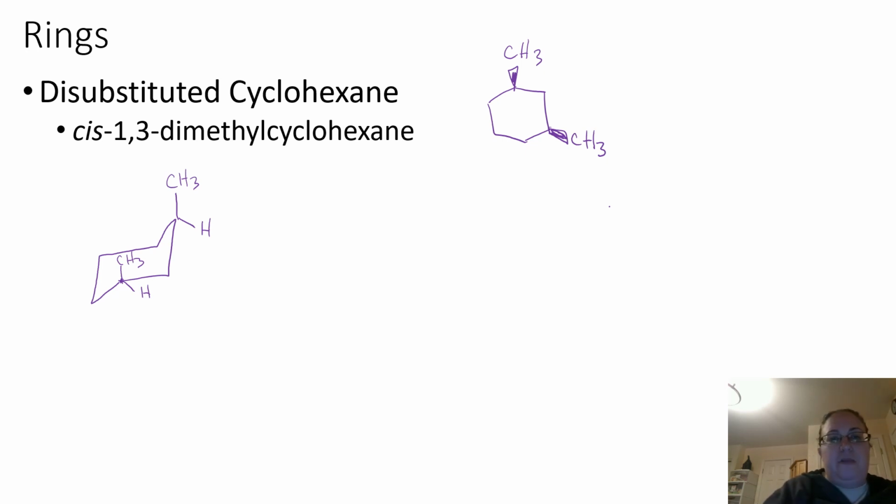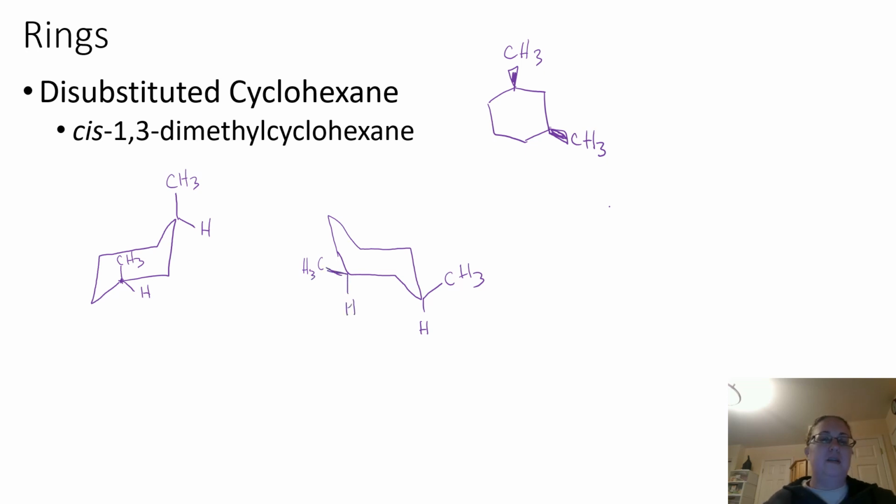So then when I get ready to do my chair flip or my ring flip, I'm going to go ahead and keep everything the same. So my carbon still has to have the methyl group pointing up. So now it is in the equatorial position. The hydrogen is pointing down and in the axial position. Counting around 3 carbon atoms, I still have my methyl group and my hydrogen pointing down, where once again now that methyl group is still in the equatorial position and that hydrogen is once again in the axial position.